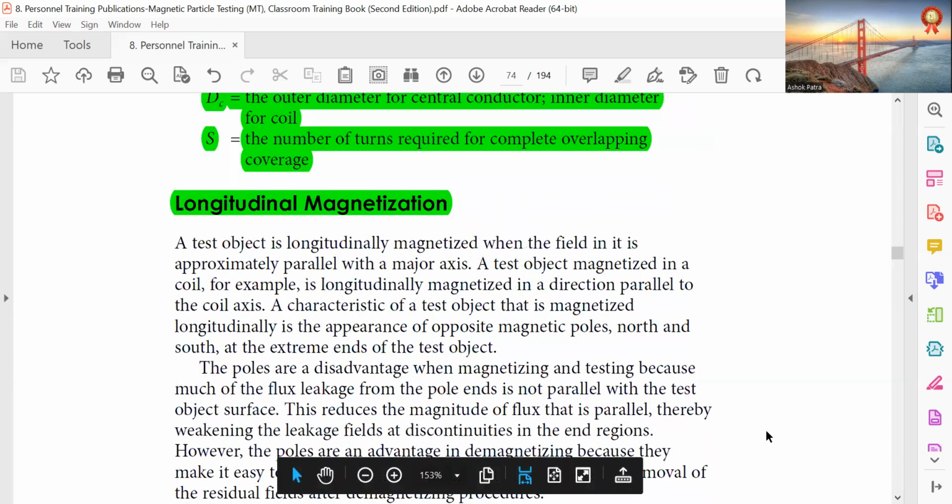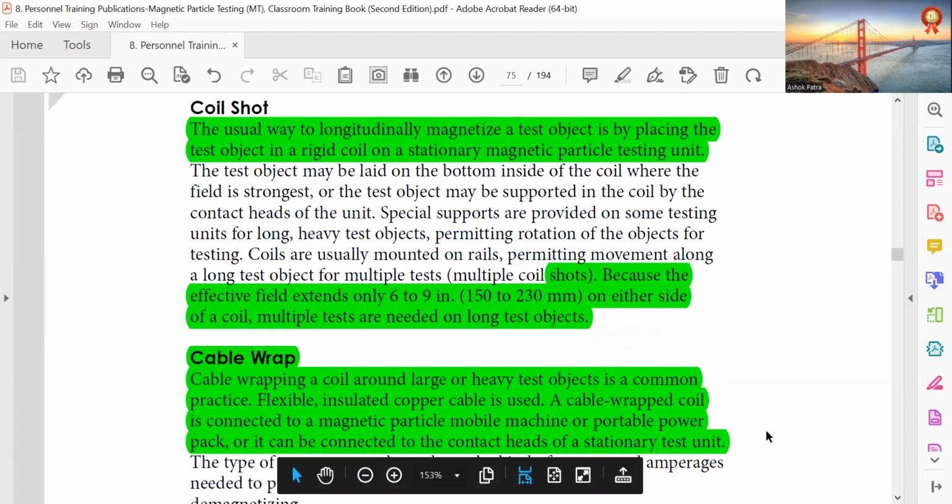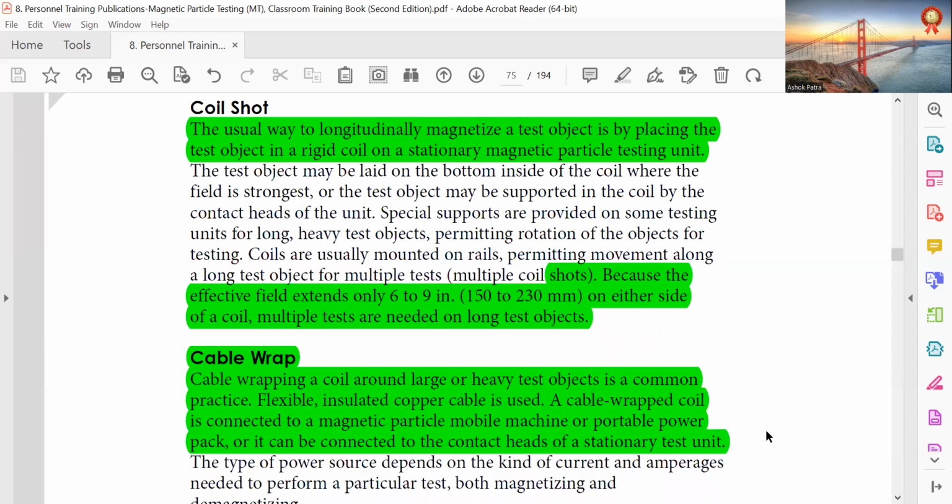Longitudinal magnetism. Coil shot. The usual way for longitudinally magnetizing a test object is by placing the test object in a rigid coil on a stationary magnetic particle testing unit. For a coil shot, multiple coil shots are needed because the effective field extends 6 to 9 inches on either side of a coil. Multiple tests are needed on long test objects. Well, it may be difficult. I don't know where they fit this thing. If they can bring it out, okay, they can do it.